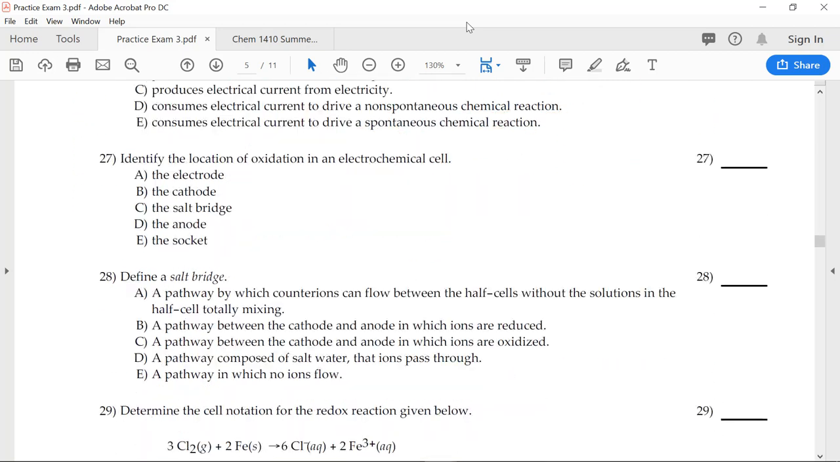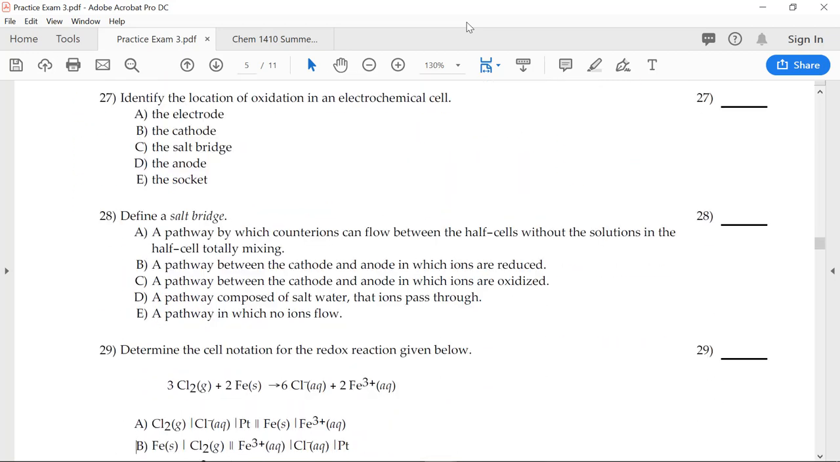Let's look at question number 27. Identify the location of the oxidation. Do remember one thing, AN OX and RED CAT. So for this reason, D is the correct answer. That's where oxidation happens. Question number 28, what is a salt bridge? When you're done reading the question, basically A is the correct answer. Not too much explanation is needed. A pathway by which cations can flow. A salt bridge actually balances the charges as well. Not only does it complete the circuit, it also balances the charges.